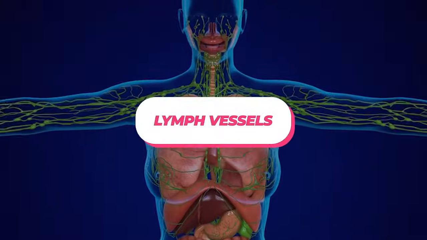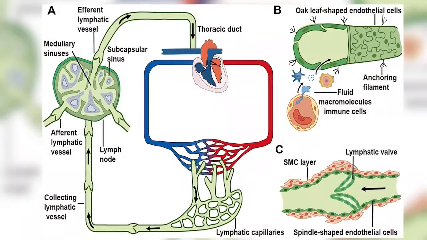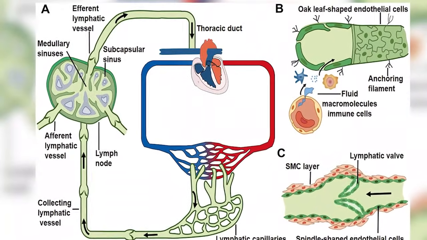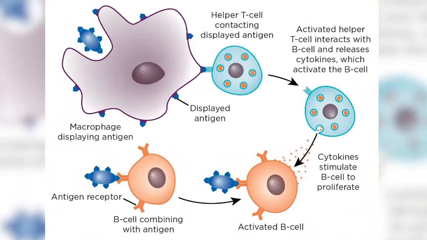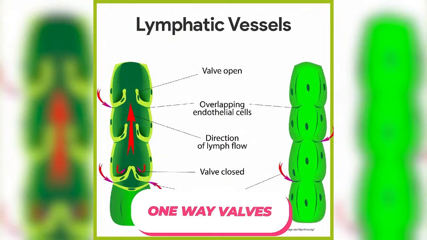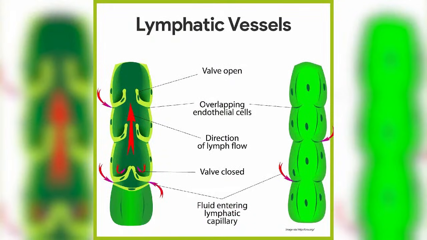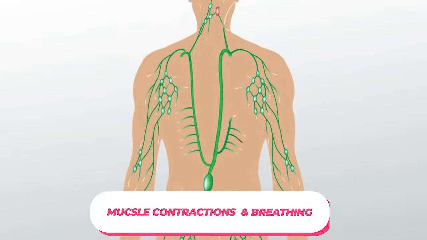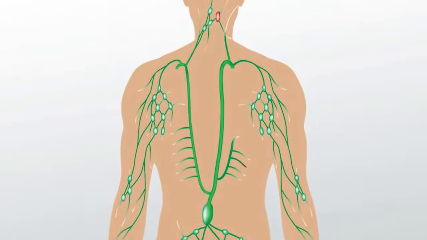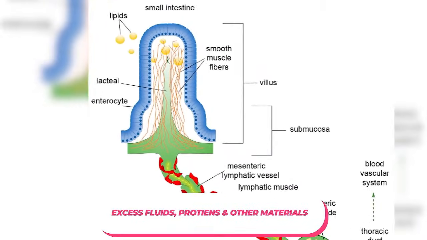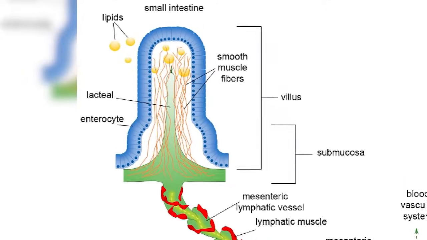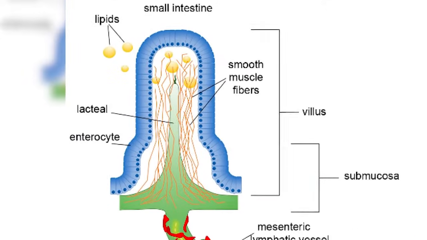Lymph vessels. The lymph vessels are a network of thin-walled vessels that run parallel to the circulatory system. They transport a clear, watery fluid called lymph, which contains immune cells and waste products from the body's tissues. The lymph vessels have one-way valves that help to prevent the backflow of lymph and rely on muscle contractions and breathing to move the lymph through the vessels. The lymph vessels also pick up excess fluids, proteins, and other materials that leak out of the blood vessels and return them back to the bloodstream.